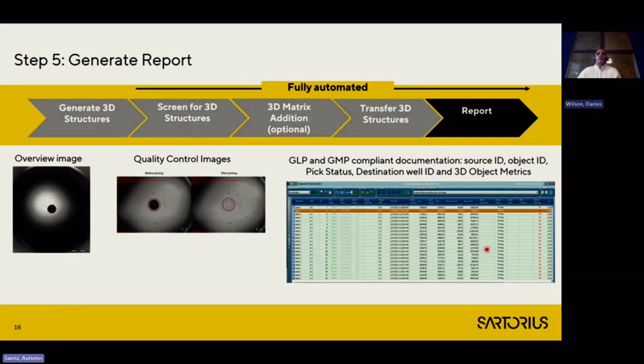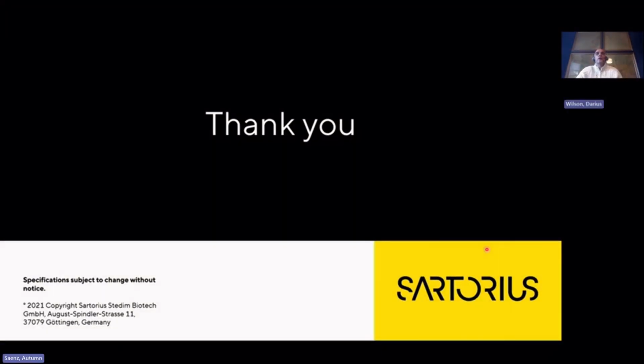Finally, it makes sense to have a full compliance report based on every organoid that we've picked. So we have GLP and GMP compliant documentation, which includes source ID, object ID, pick status, destination well ID, and 3D object metrics. All this is taken from your pick list and then can be exported via Excel after the experiment is completed. But again, we move from generating 3D structures, screening 3D structures, transferring the structures, and then we can generate this report at the end to ensure what we've picked is exactly where we've intended to pick it. So that's, again, a very, very brief overview into the organoid workflows.